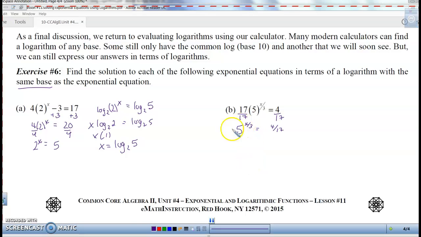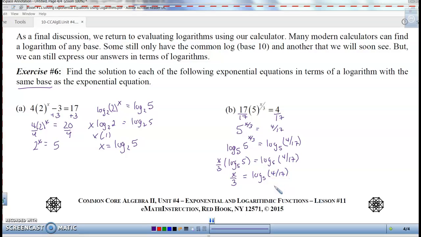All right, now since my base here is 5, I'm going to use log to the base 5. Log to the base 5 of 5 to the x over 3 is equal to log to the base 5 of 4/17. Okay, remember the exponent goes out front. It's x over 3 times log to the base 5 of 5 is equal to log to the base 5 of 4/17. Remember, log to the base 5 of 5: 5 to what power is 5? It's just going to be 1. So this is actually x over 3 times 1, which is x over 3, is equal to log to the base 5 of 4/17.